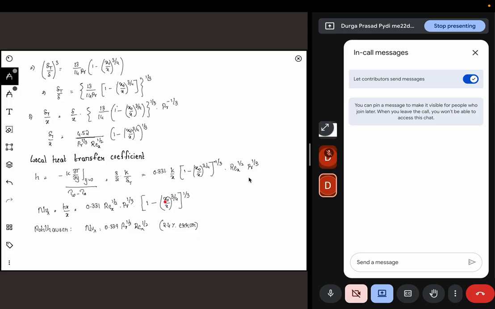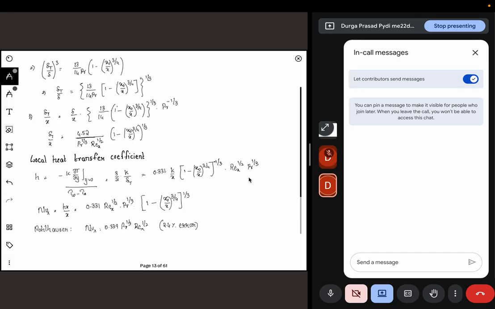Again, if x naught is 0, basically there is no unheated length, then you can substitute x naught equal to 0, and that will give me this equation, which is very close to the equation that we obtained using the Pohlhausen solution as well. Like the error is within 2.4%.